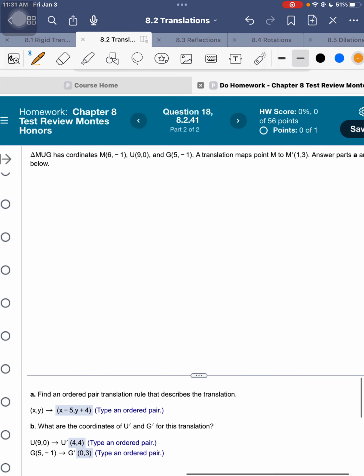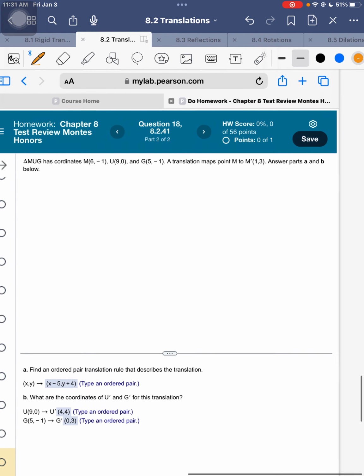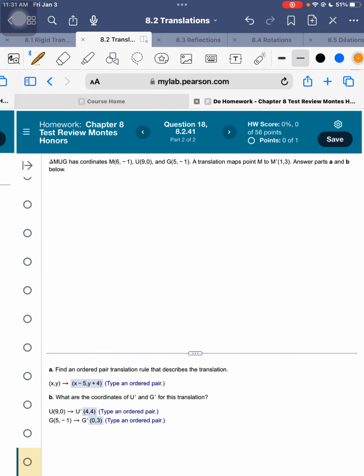So what's this one? MUG has coordinates MUG. A translation maps point M to 1, 3. That means I don't know my pre-image, but I do know my image. Okay, so MUG is the pre-image. So my M is going to be 6, -1.